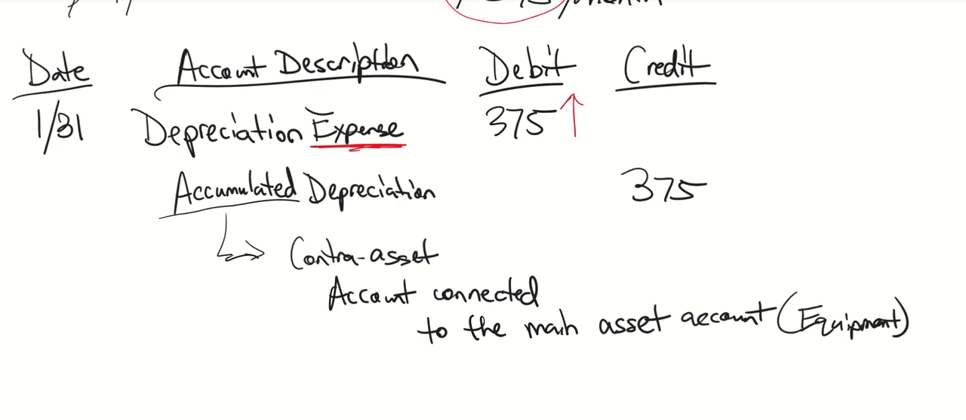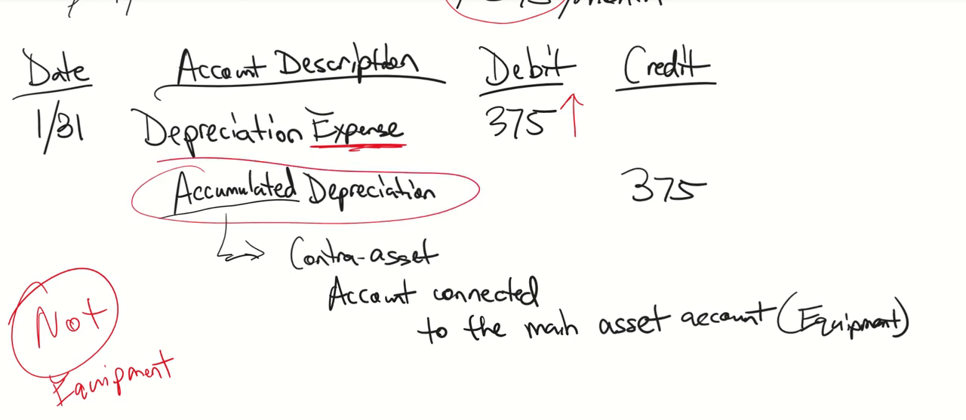And the account that's credited is not equipment. Instead, it's an account called accumulated depreciation. This is a contra asset account that is connected to the main asset account, which is the equipment account. So it is connected, and that's going to increase the balance in this accumulated depreciation account, because again, it serves as a contra asset.